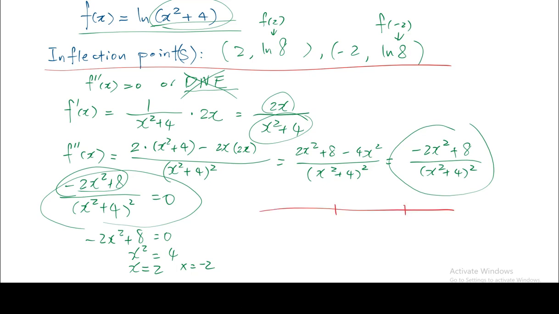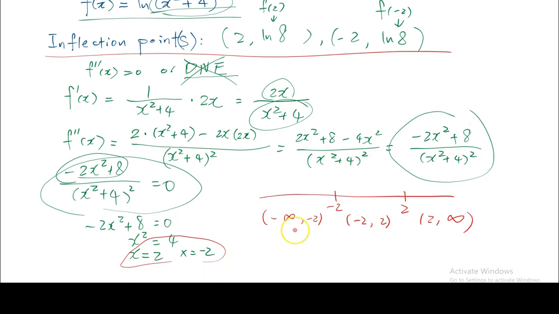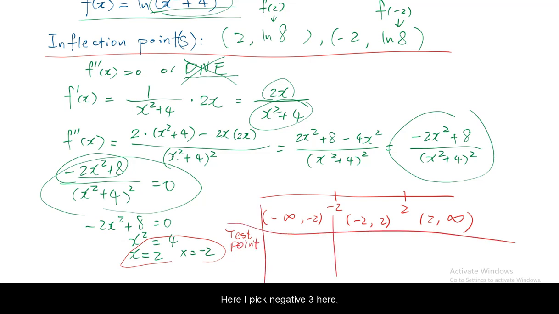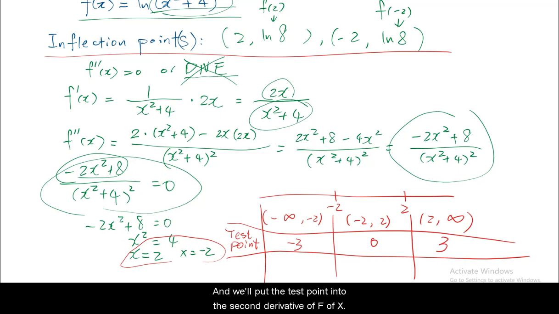So how does it work? Well, the two inflection points, one is negative 2, one is 2, and these two numbers cut the whole number line into 3 intervals: negative infinity to negative 2, negative 2 to 2, and 2 to infinity. We'll pick a test point from each interval. Here I pick negative 3, here 0, here 3, and we'll put the test point into the second derivative of f of x.